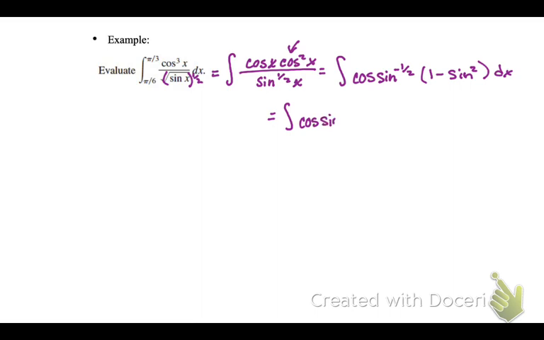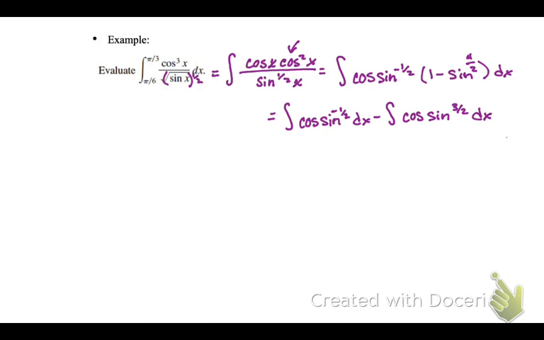So I have the integral of cosine sine to the negative 1/2 dx, minus cosine sine to the, well, it's 4/2, so 3/2, dx.